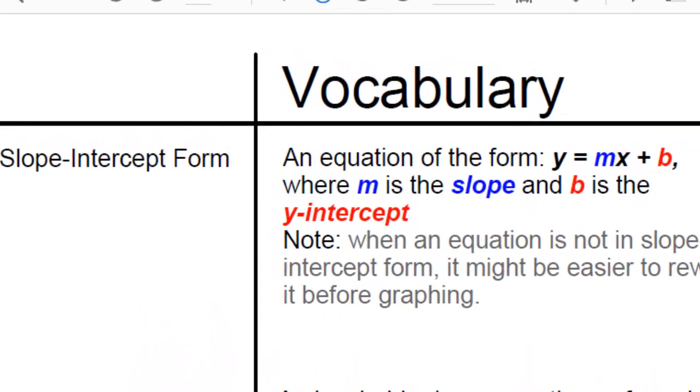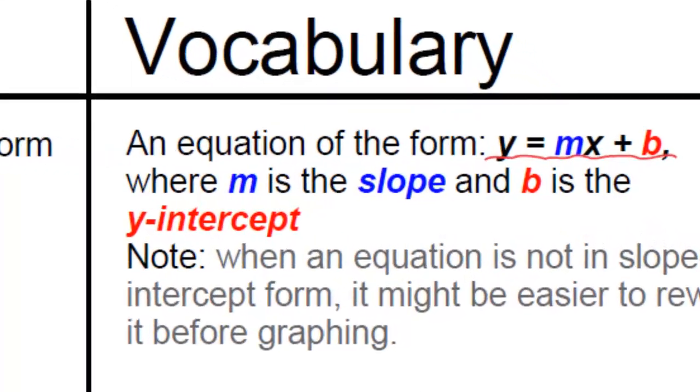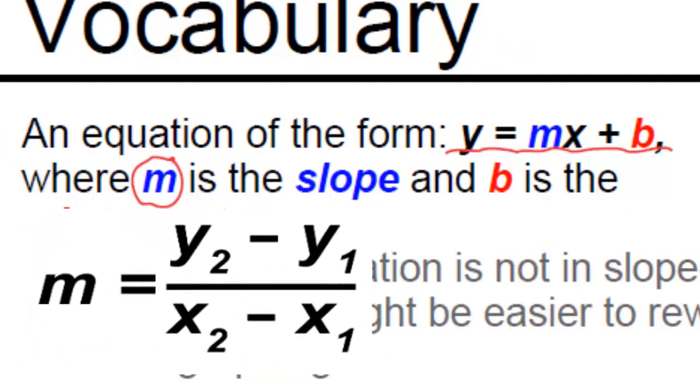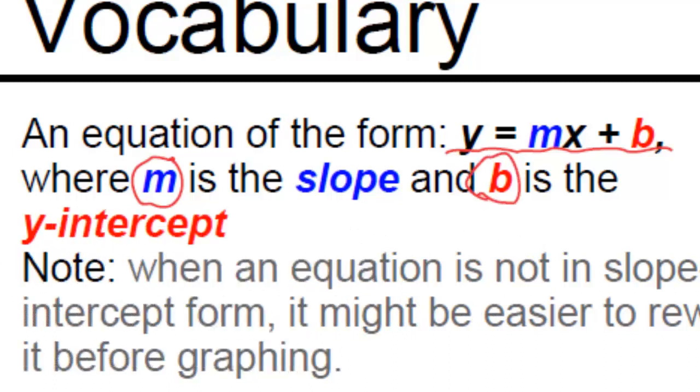Slope-intercept form, an equation in the form of y equals mx plus b, where m is the slope, and that's the steepness of the line. It's the ratio of the change in rise over the change in run. And b is the y-intercept, and that's always going to be true anytime you put a 0 in place of x. The output will end up being the y-intercept.